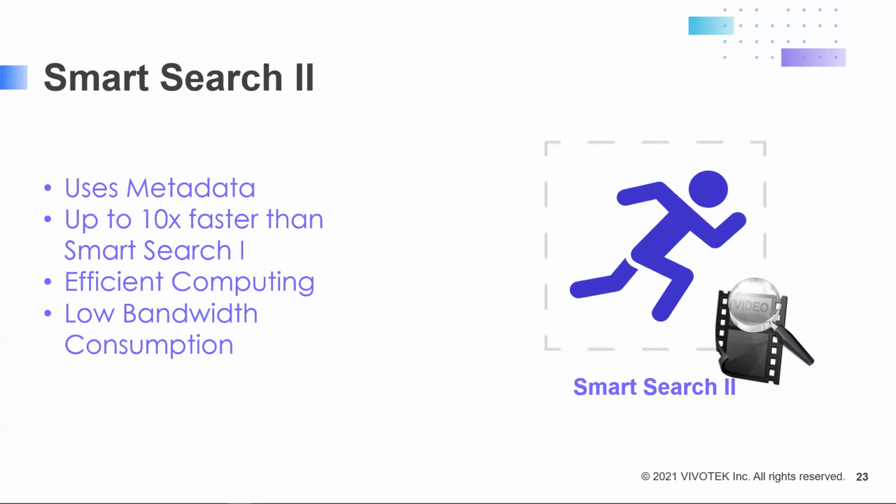Okay, there's a huge difference in the CPU loading whenever we're processing this information. Metadata consumes 93% less bandwidth compared to a video stream. In other words, metadata is only 7% of your video stream. So if you need to perform a search from a remote site, you shouldn't have any bandwidth issues.